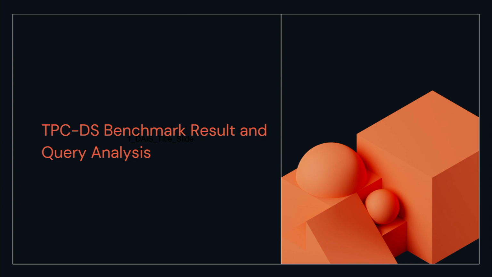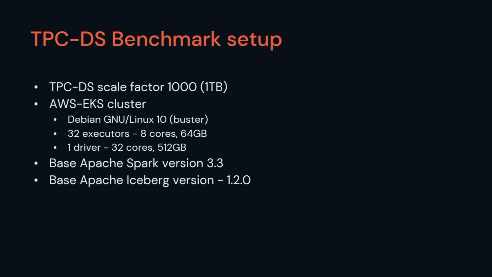So we did a TPC-DS benchmark, and let's talk a little bit about those results. The benchmark was run on a scale factor of 1,000. That's a 1 terabyte data set. We ran it on an AWS EKS cluster, which was running Debian Linux. We had 32 executors, each with 8 cores and 64 gigs of memory, and the driver had 32 cores and 512 gigs. Our base Apache Spark version was 3.3, and our base Apache Iceberg version was 1.2.0.